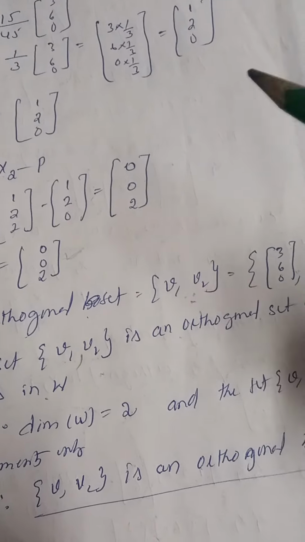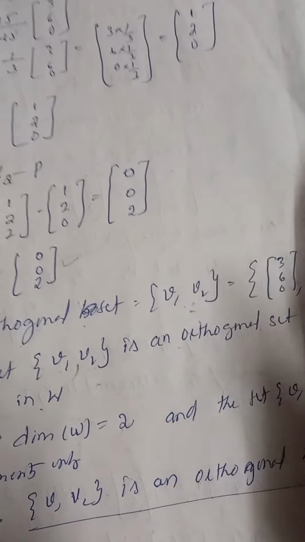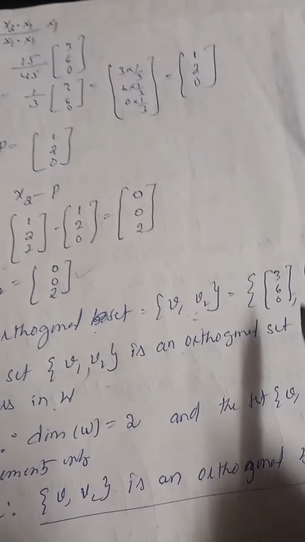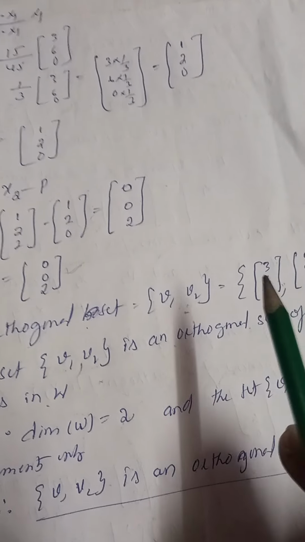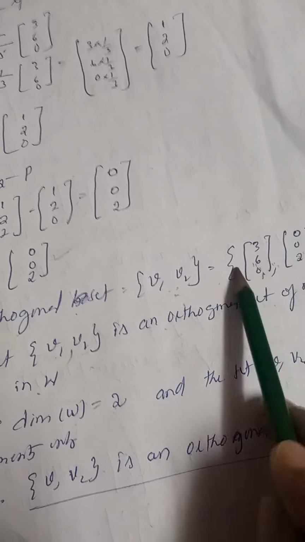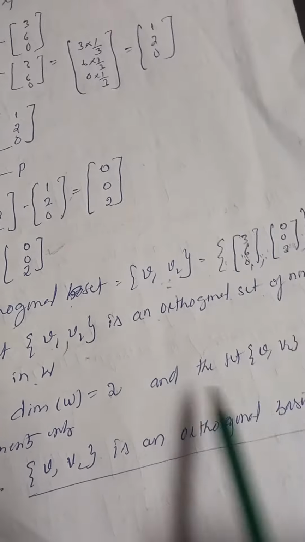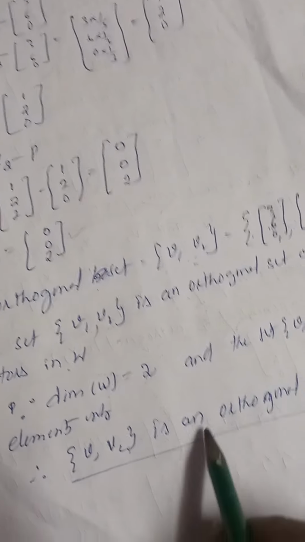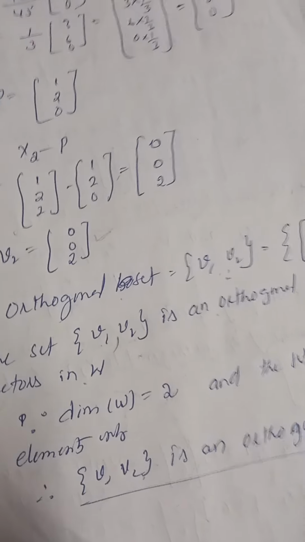We know one theorem: every orthogonal set is linearly independent. Right? Now, this is an orthogonal set, therefore it is linearly independent and it contains how many vectors? Only 2 vectors, both are non-zero. Therefore, this forms a basis for W. Therefore, v1, v2 is an orthogonal basis for W.